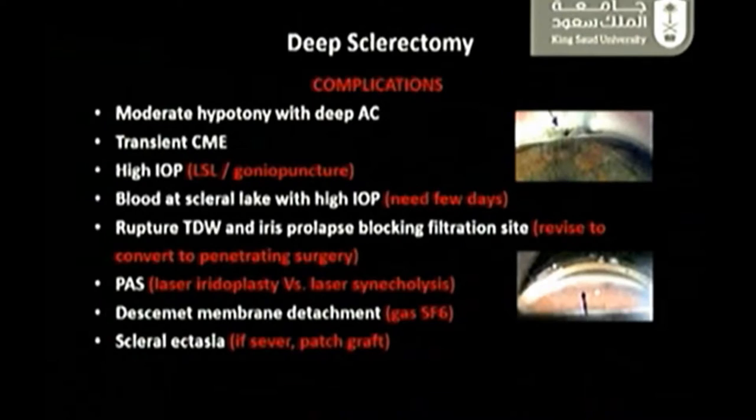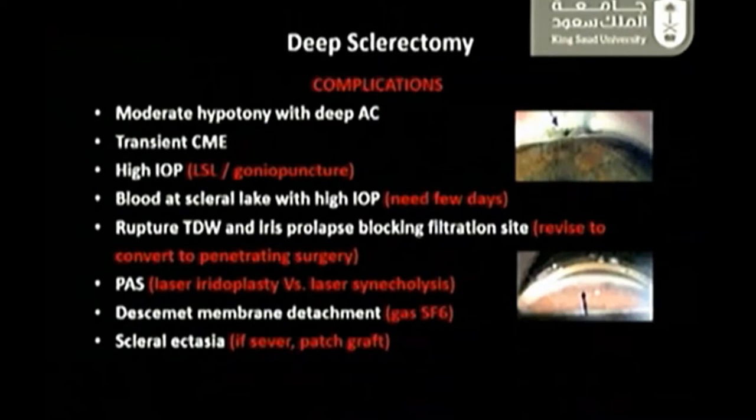You can have high IOP, and in this condition, you can treat it with laser suture lysis or goniopuncture if you have tight flap. Blood at the scleral lake with high IOP, so it needs a few days to clear. Rupture of the trabeculodesmate window and iris prolapse blocking the filtration site. You need to revise or to convert to penetrating deep sclerectomy if it's intraoperatively. If it's postoperatively, how can you manage a prolapsed iris through the trabeculodesmate window? Yeah, if it's very early, you can give pilocarpine. After that, if it doesn't work, then you need to revise it surgically, okay?